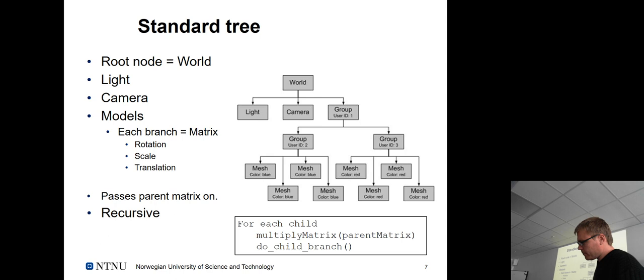Anything else I wanted to say there? Yeah, so that's the rough idea. So that would be the principal algorithm if a modification is passed down. For each of the children, you would, for example, multiply it with the passed down parent matrix and then hand it down further to the next lower branch in the hierarchy. So it's kind of penetrating the entire tree.